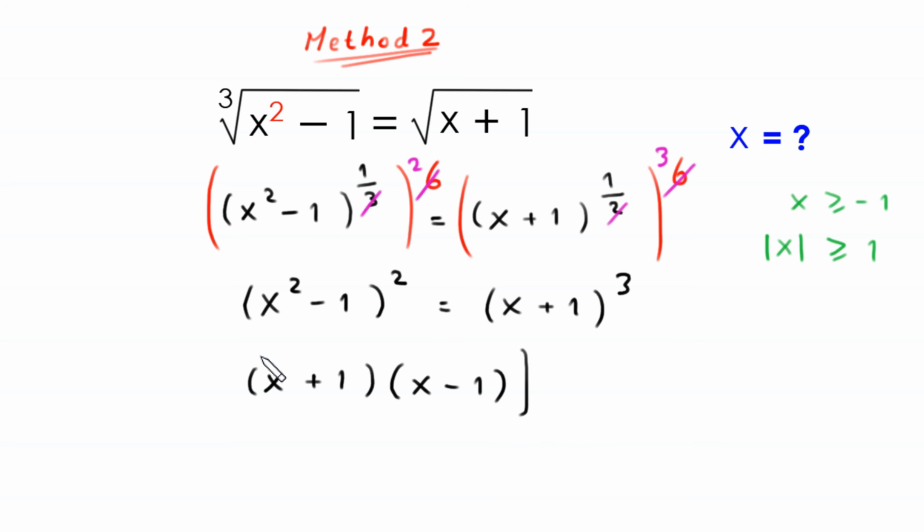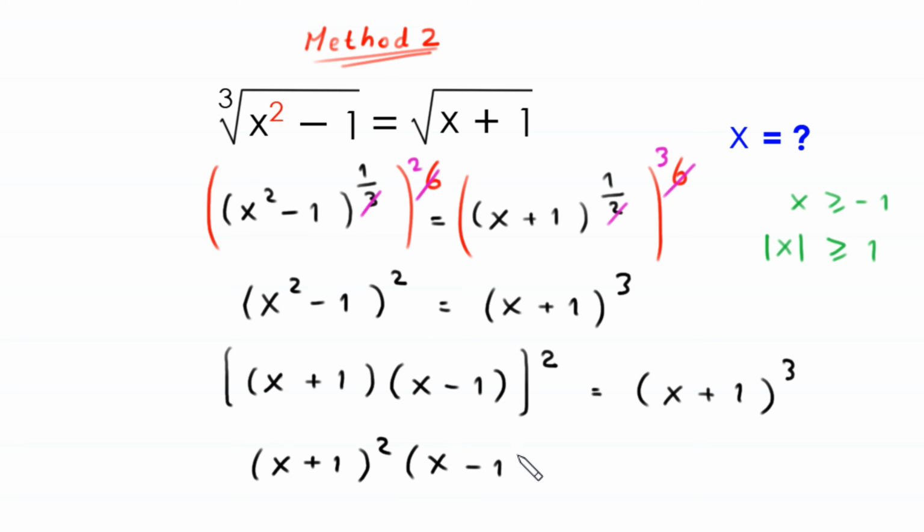whole to the power 2 equal to x plus 1 whole cubed. Now this expression at the left hand side will become x plus 1 whole squared times x minus 1 whole squared. Move this expression at the left hand side, this will become negative x plus 1 whole cubed equal to 0.